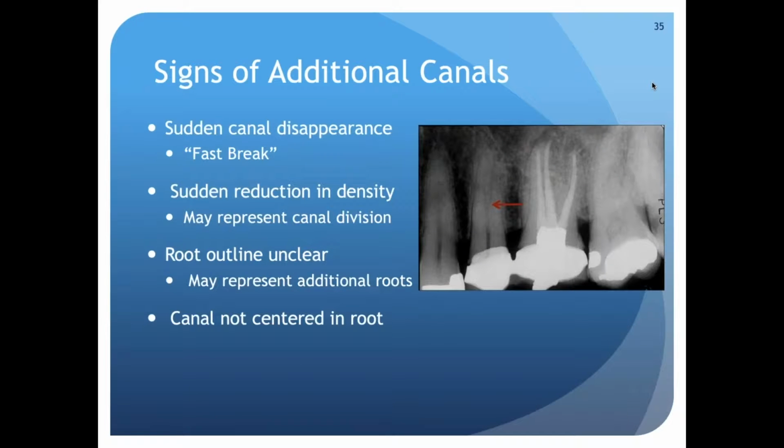Other things to look for in radiographs are additional canals. Some signs for additional canals are one thing called a fast break, where you can see that canal is really clear and then all of a sudden it kind of disappears. That may represent a canal division. Root outline is unclear, so if it gets a little bit weird looking, maybe there's multiple roots there. And then obviously a canal not centered in a root. So a canal should go straight down the root. If it's off center, it probably has a neighbor or a friend in that root living with it.